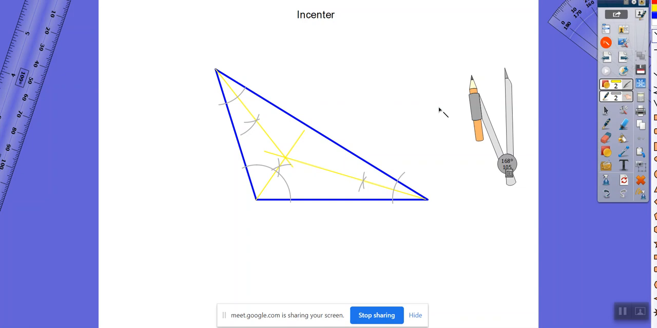And I'll wait a second until you're done, and then we'll talk about some cool properties of the incenter.